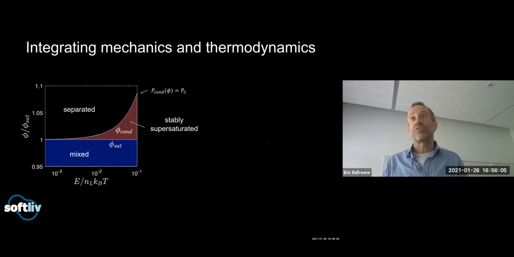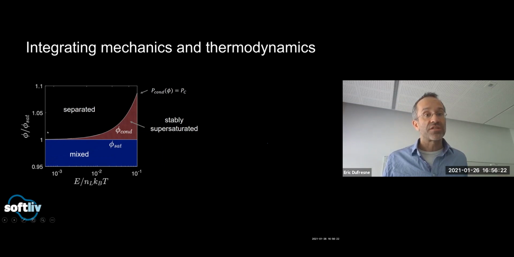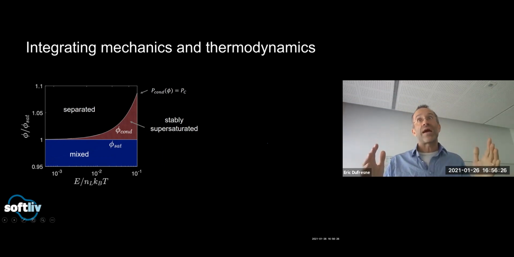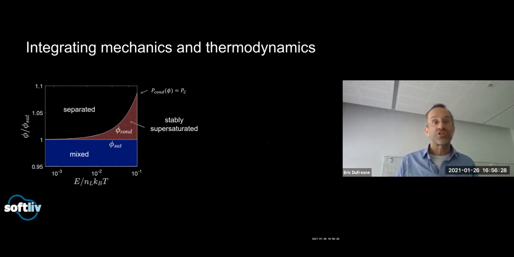This is an isothermal phase diagram. Usually for phase separation, you have composition on one axis and temperature on the other. Here we have composition versus elasticity. And so here, on the left, we're at zero modulus. Then you expect a direct transition from a mixed state to a phase separated state. That corresponds to classical liquid-liquid phase separation.